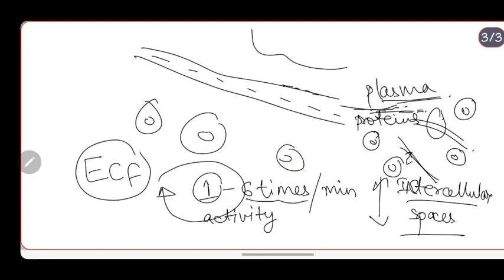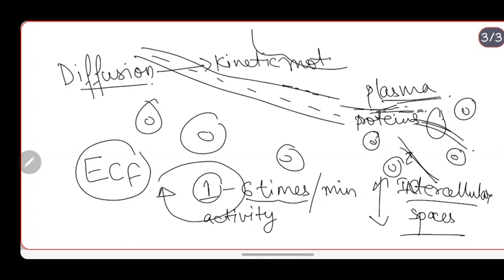Now this process of diffusion, which occurs from inside the capillaries to the interstitial spaces, okay, the molecules keep moving by the process of diffusion. This process of diffusion is caused because of the kinetic motion of the molecules. All the molecules are continually in motion, and this kinetic motion of these molecules results in the diffusion of molecules from the plasma to the interstitial spaces.